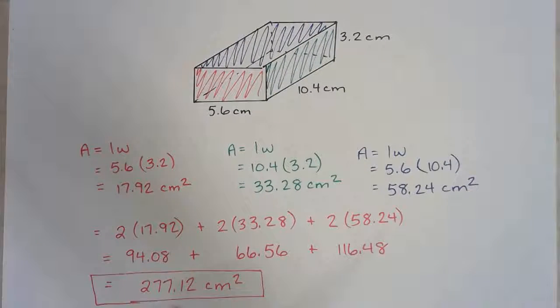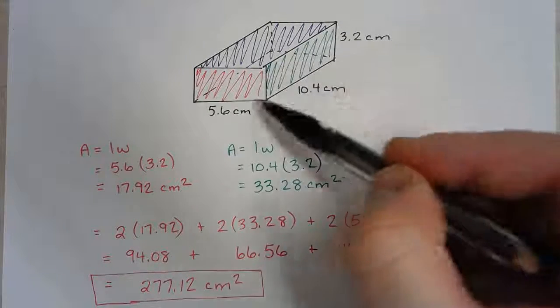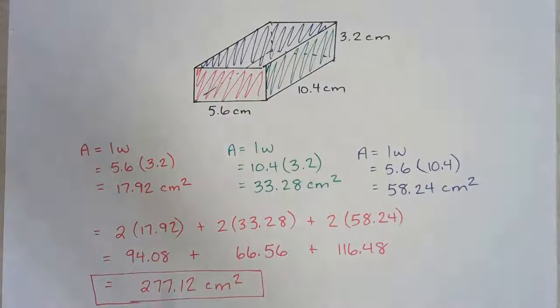So this would be our surface area. This would be the area that is covered by the outside. If you were to cover the outside of this prism, you'd be covering 277.12 centimeters squared.